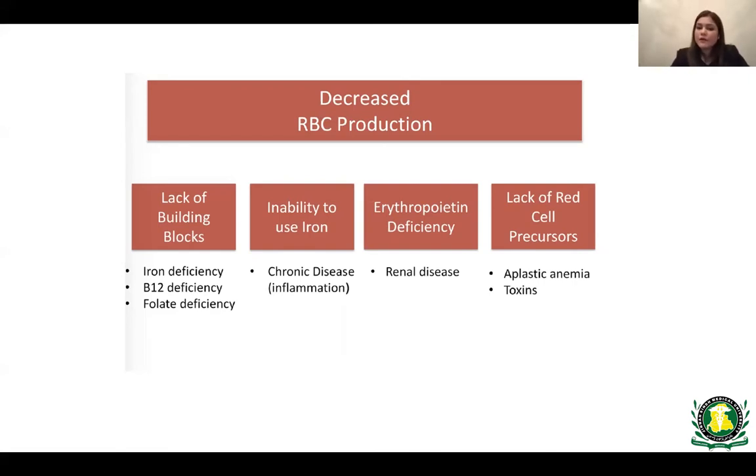And then lack of red cell precursors, those are noted in aplastic anemia, toxins, and sometimes this decreased production could be coming from drugs. So the most important drug we come across is hydroxyurea. That can lead to decreased RBC production, which actually is used in certain conditions. For example, polycythemia vera, and we even use it in sickle cell. Actually, leukemia, sometimes we also use it.